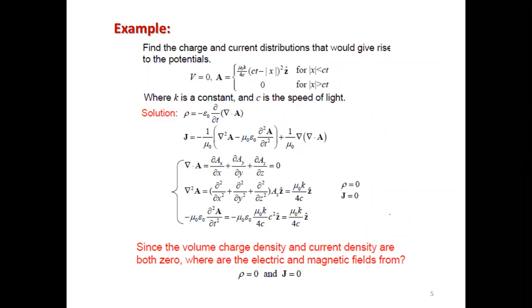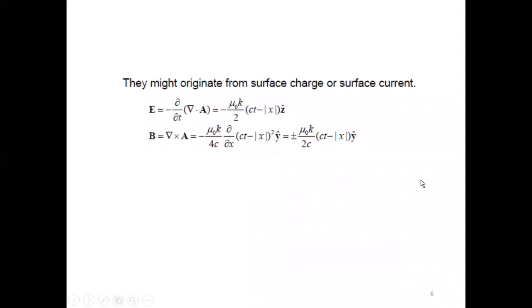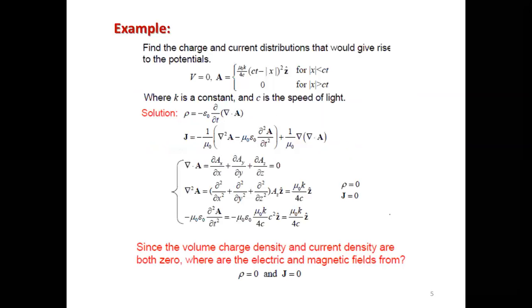So the reason is the space charge. The reason of having electric and magnetic field here is the space charge. Okay, so they might originate from the surface charge or surface current. So if we calculate here E using the relation E equals to minus dou over dou t of A minus grad V, the V term 0 हो गई because V 0 हुआ.